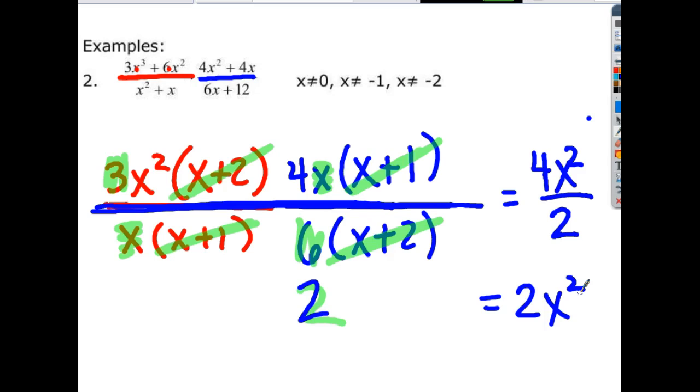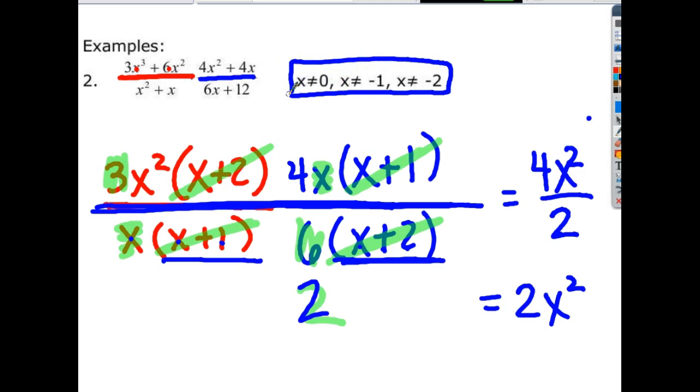My excluded answers came from this factored form. This x cannot be equal to 0. This term here cannot be equal to 0. I can't have a negative 1 here, because if I added it to a positive 1, that would zero out. 6 isn't equal to 0 anyway. I can't have a negative 2 right here, because then when I added it to 2, that would make it equal to 0. These are my excluded values. The denominator can never be equal to 0.